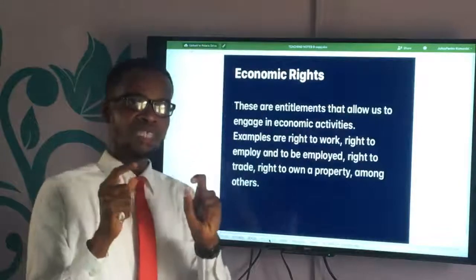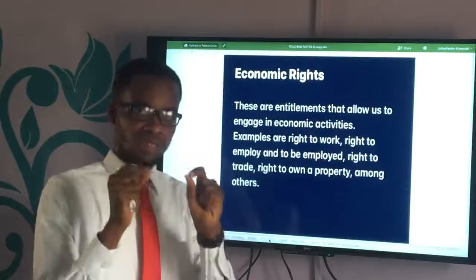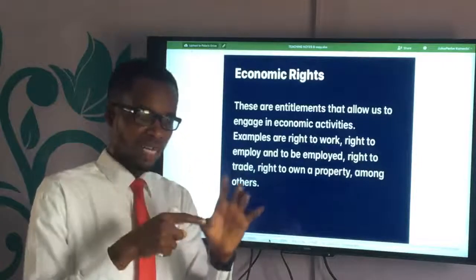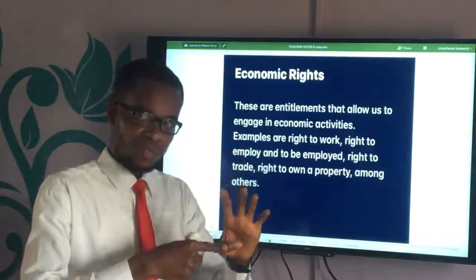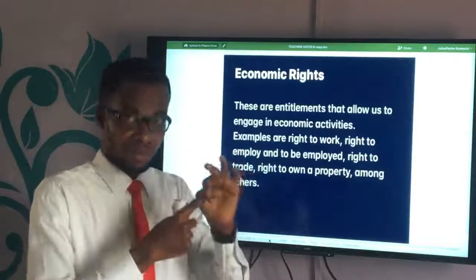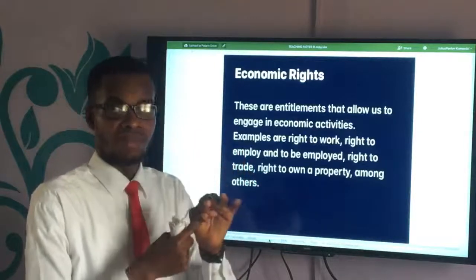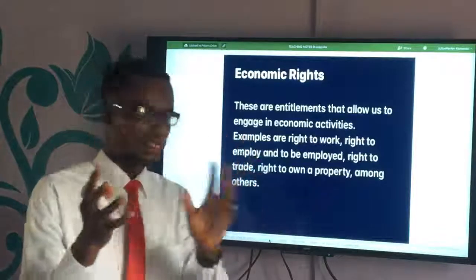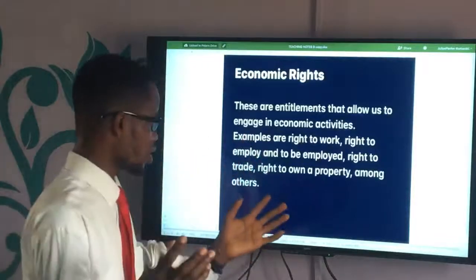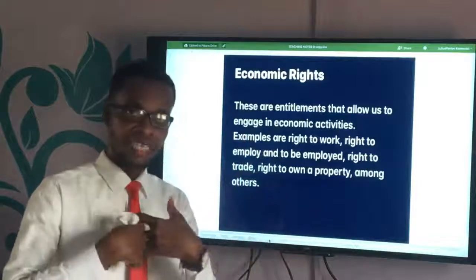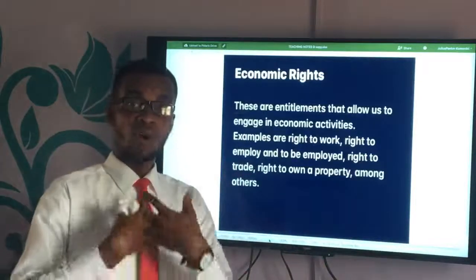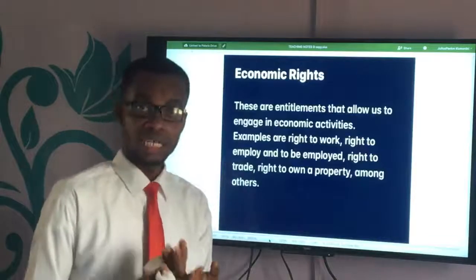So when you are given a question, written or subjective test, read the question to see whether it is demanding for the types or for the examples before you attempt it. Good. Right to trade, very essential and important. People engage in buying and selling. That's allowed. Then you have the right to own property in a legal way.